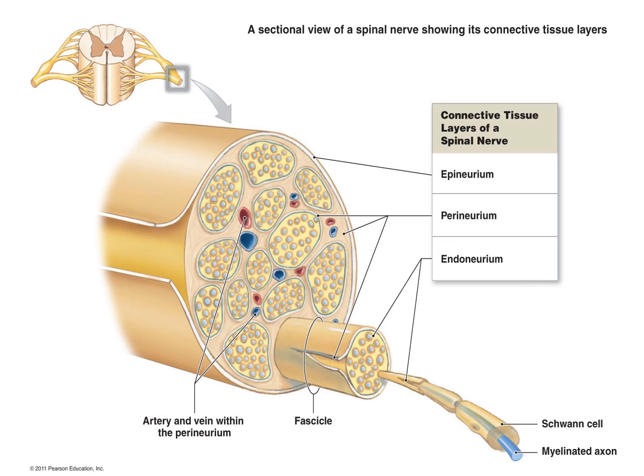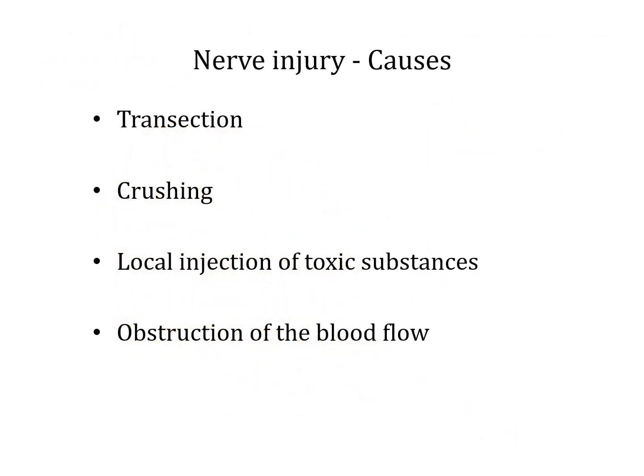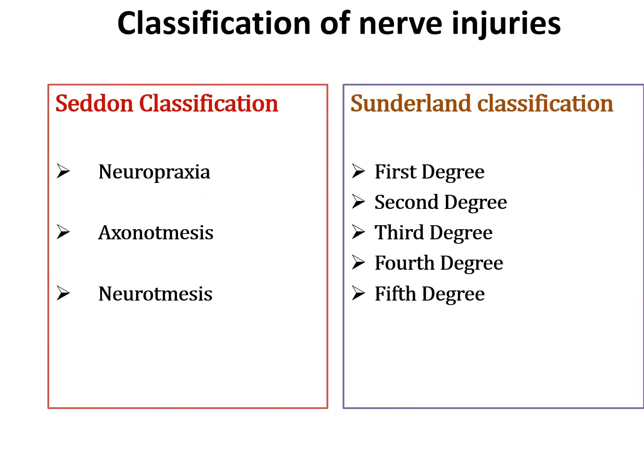Now we are going to discuss in detail what happens when a nerve is injured, how the degeneration of the nerve is happening, and to what extent the regeneration can happen. This is all about nerve injuries. So what are the causes of nerve injury? It is transection, crushing, or due to any local injection of toxic substances or due to obstruction of the blood flow. These are some of the causes. So now let's see how the classification of nerve injuries is done.